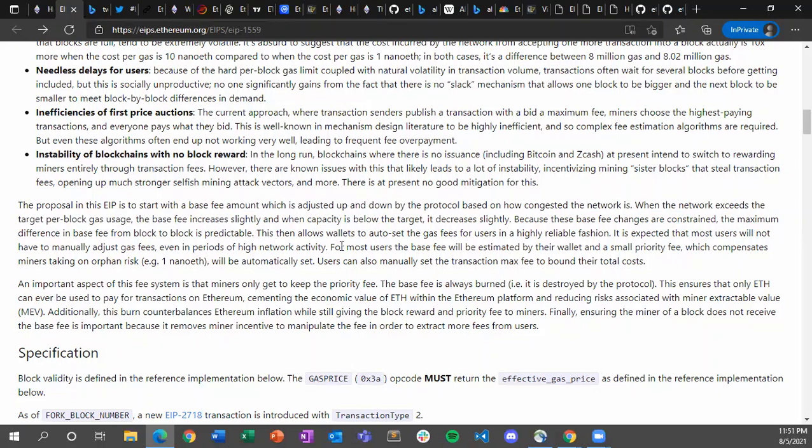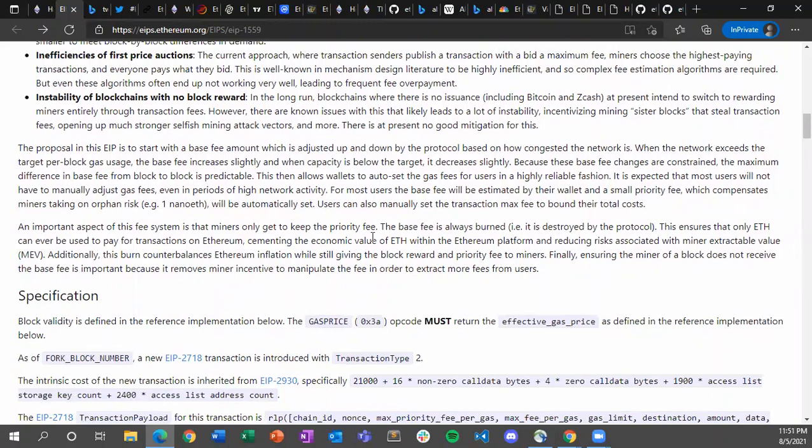and reducing risk associated with miner extractable value, or MEV. Now, additionally, this burn counterbalances Ethereum inflation or gives way to Ethereum deflation while still giving the block reward and priority fee to miners.